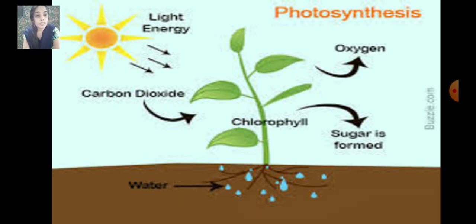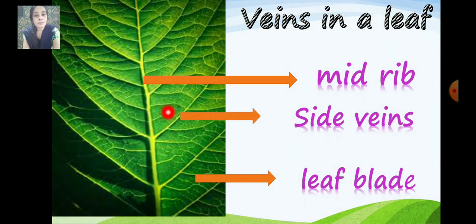When you carefully look at the leaves, there are veins. There are a lot of veins present in the leaves. They are like small tubes. All over the leaves you can see the lines. These are tubes that take water to all parts of the leaf. So they are called veins in a leaf, right? This is the midrib, these are the side veins, and this is the leaf blade. The water passes through these veins.